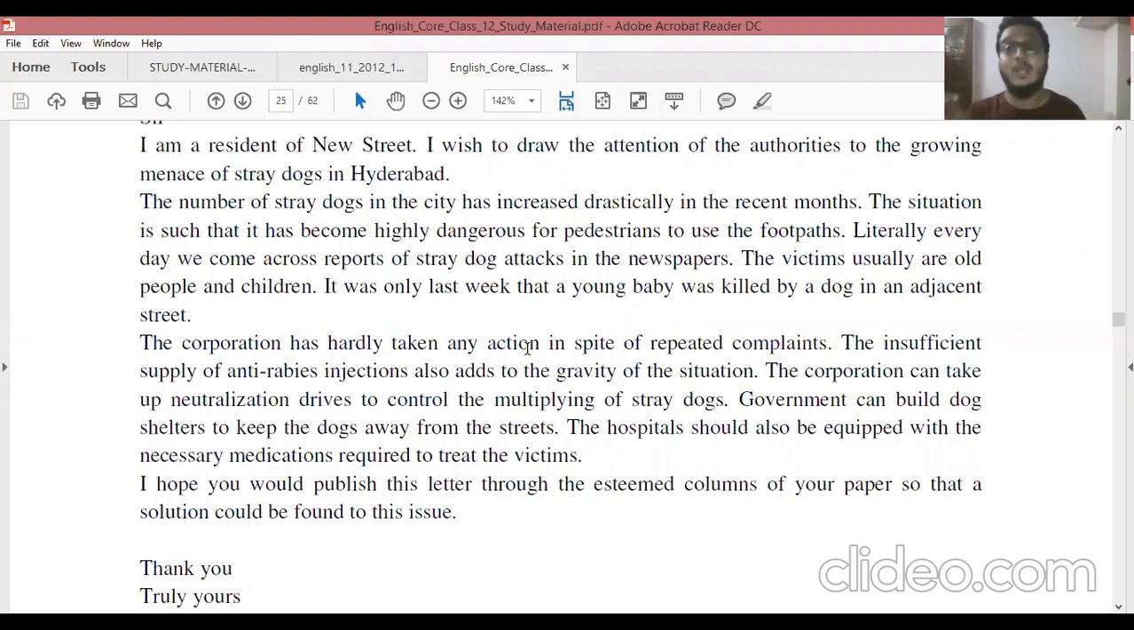Got it clear? You are not going to ask anyone. You are going to write for the newspaper. You are going to suggest. Clear? Government can build dog shelters to keep the dogs away from the streets.